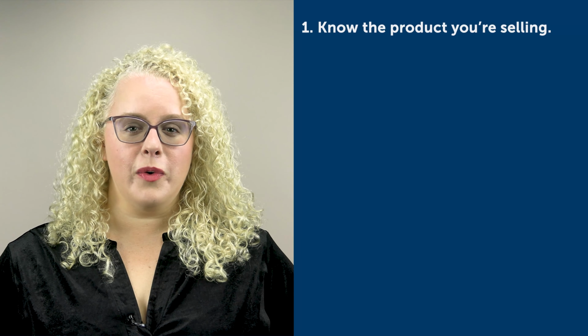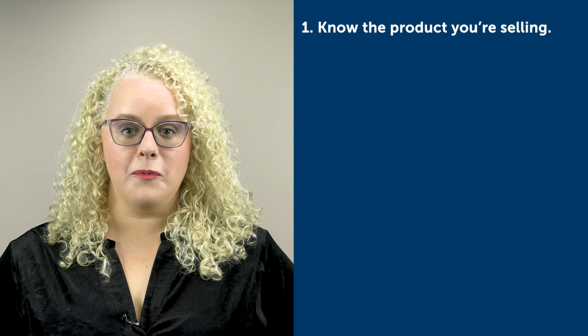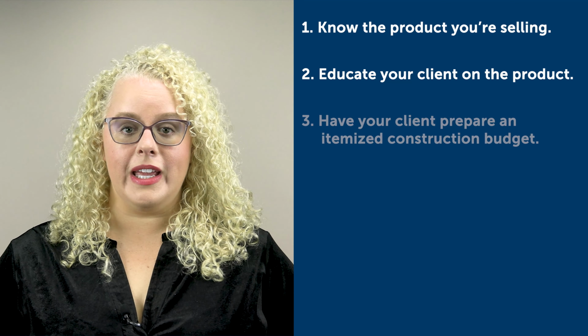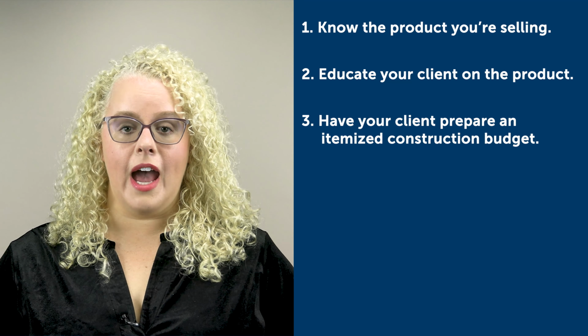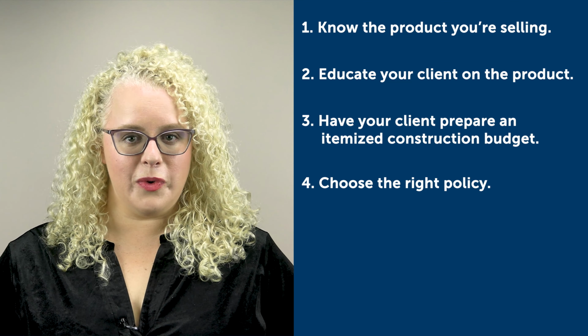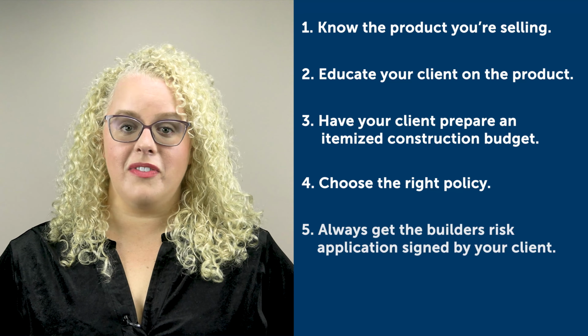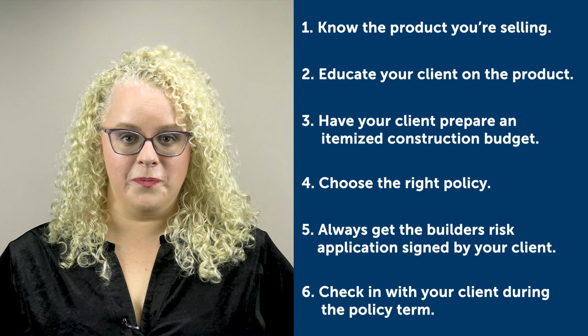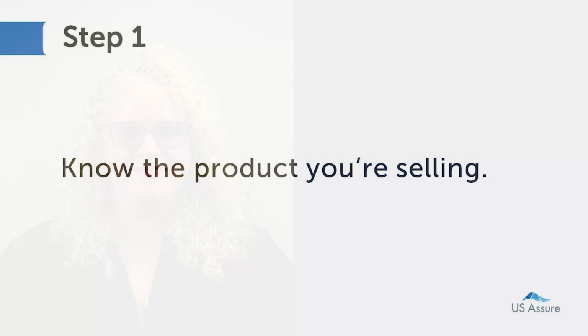Number 1, know the product you're selling. Number 2, educate your client on the product. Number 3, have your client prepare an itemized construction budget. Number 4, choose the right policy. Number 5, always get the builder's risk application signed by your client. And number 6, check in with your client during the policy term. Let's talk about them. Step 1, know the product you're selling.